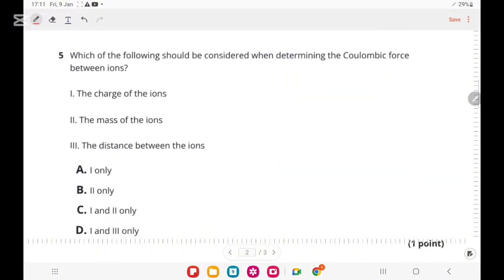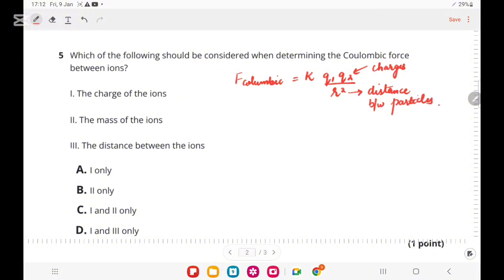Then in the next question, which of the following should be considered when determining the Coulombic force between ions? So the Coulombic force of attraction formula is going to be K into Q1 Q2 divided by R square. These are the charges, and this is the distance between the particles, or the distance between ions.